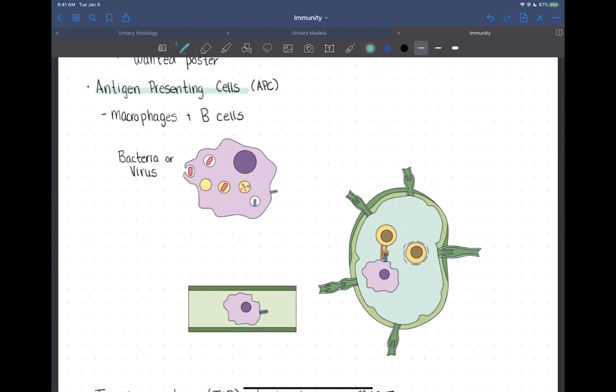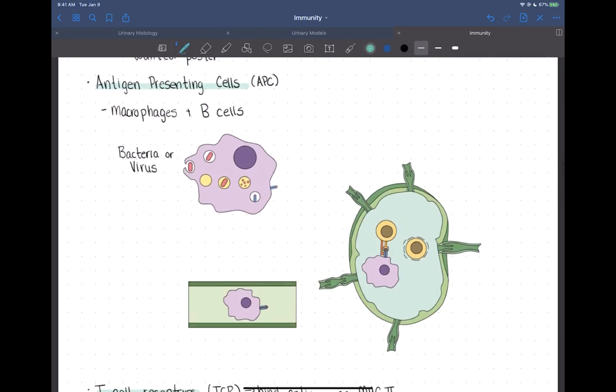Okay, so these are going to be typically macrophages and B cells that act as antigen presenting cells. And so let's look at kind of the pathway of how they work. All right, so first they are going to engulf, right, or phagocytize some sort of bacteria or virus, some sort of pathogen. All right, so they're going to phagocytize it, surround it with their actual cell structure until they become completely surrounded and part of a vesicle within the cell.